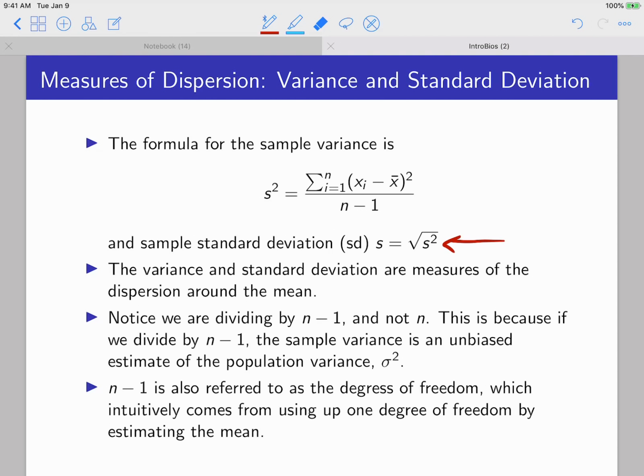And you may ask, why are we dividing by n minus 1 in this formula and not n? The reason is that if we divide by n minus 1, then the sample variance, it turns out, will be an unbiased estimate of the true population variance, sigma squared. Sometimes n minus 1 is referred to as the degrees of freedom. Intuitively, that comes from the fact that you've used up 1 degree of freedom when you estimate the mean in the formula.